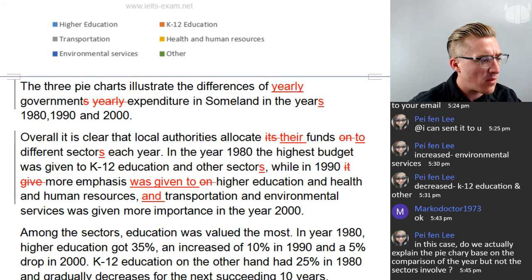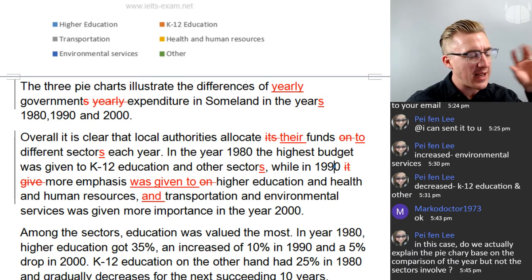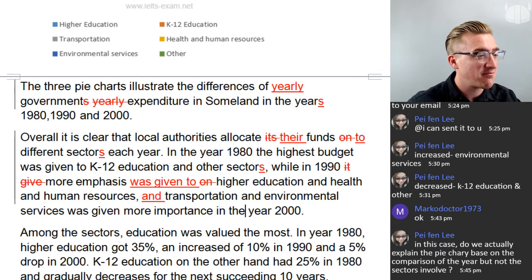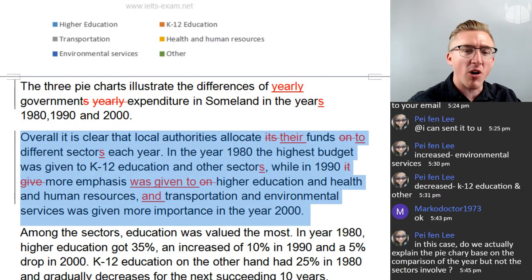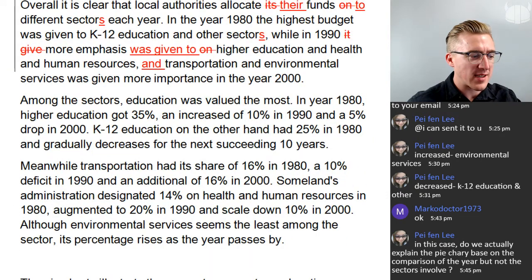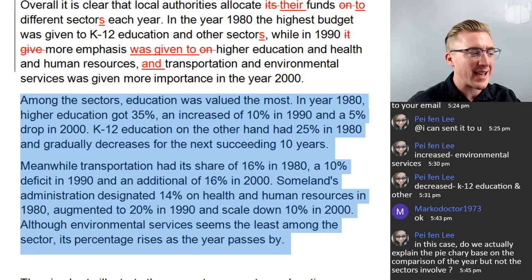Yeah, I think you're just missing and. So you're saying 1980, here was the biggest. 1990, here was the biggest. 2000, here was the biggest. I kind of like that, actually. It's not a bad way to summarize, but if this is your overall, that's quite a big summary. And you can see that we have a pretty small detailed paragraphs.